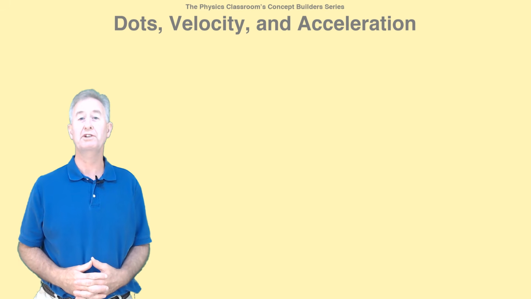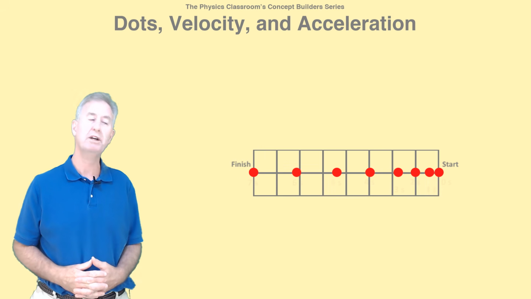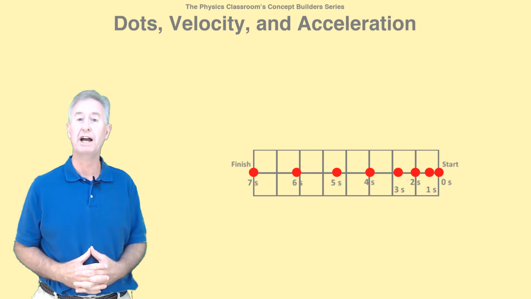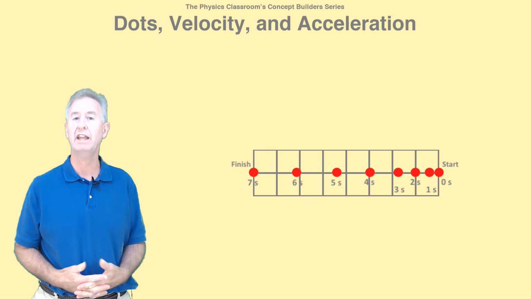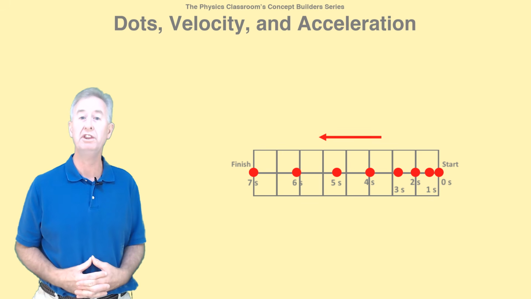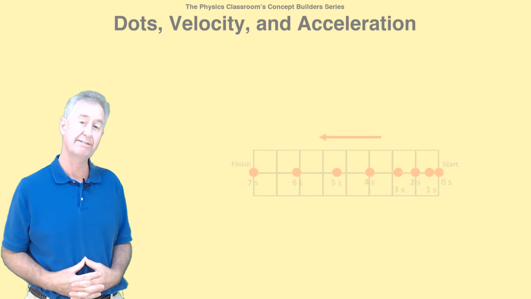Some beginning physics students misinterpret the dot diagrams for leftward moving objects. When an object moves from right to left, the first dot shows on the right side of the diagram, the last dot on the left side, and you read the diagram from right to left.